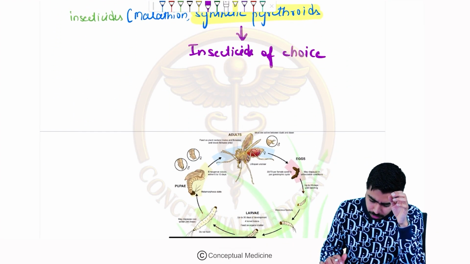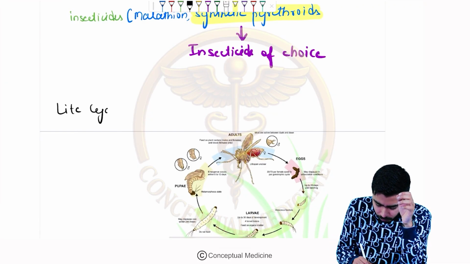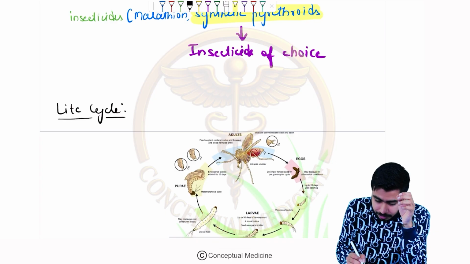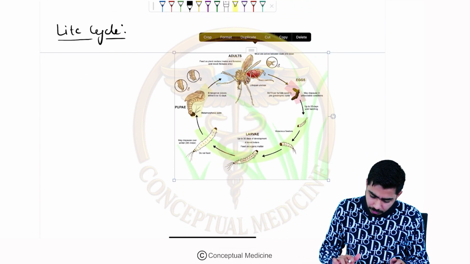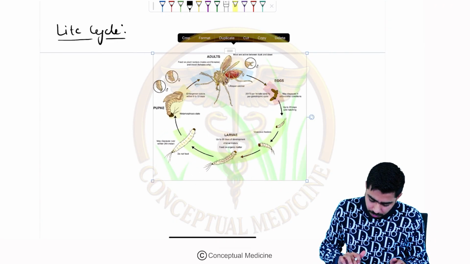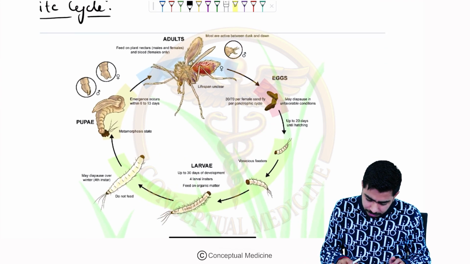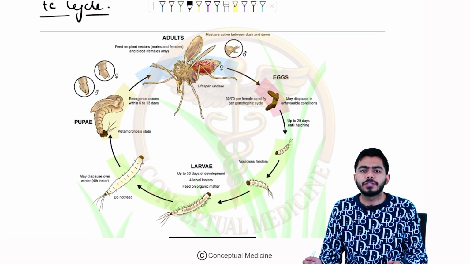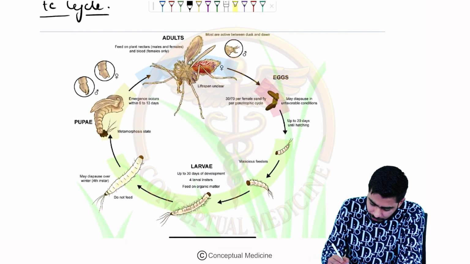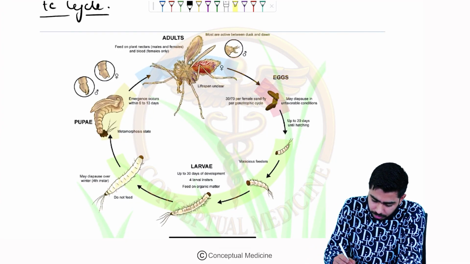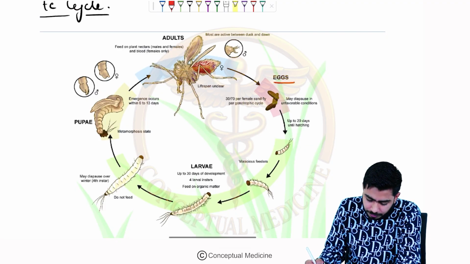Now I would like to discuss the life cycle, guys. If we talk about the life cycle of the sandfly, this particular diagram will be enough for us to understand what is happening. Over here we shall see that the sandfly will be laying the eggs.